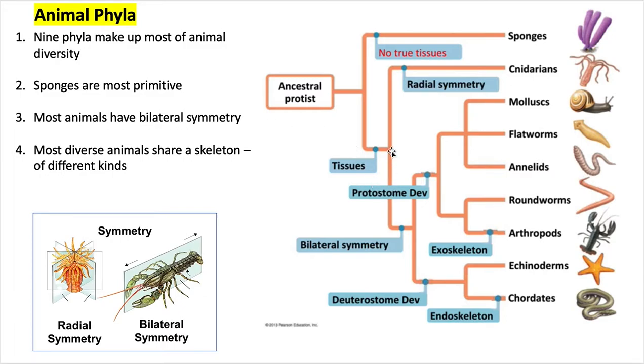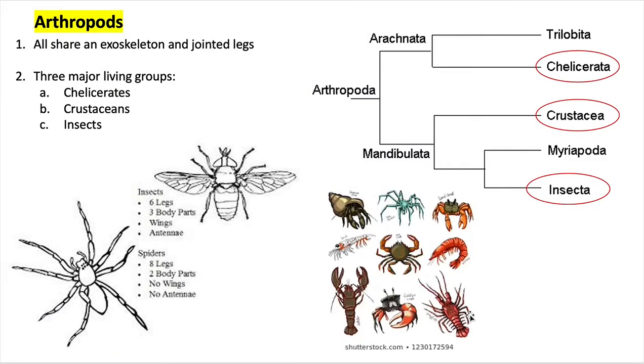So sponges are the most primitive animals. Most animals have bilateral symmetry, which is right here. Bilateral symmetry is like a head and tail end. Most animals share a skeleton of some kind. So most animals are arthropods. They have an exoskeleton, an outside skeleton. And then chordates have an internal skeleton or an endoskeleton. Arthropods, I'm good. This is like one lecture, right? So I'm going to really fly by a lot of these groups.